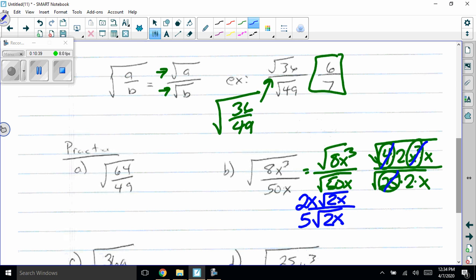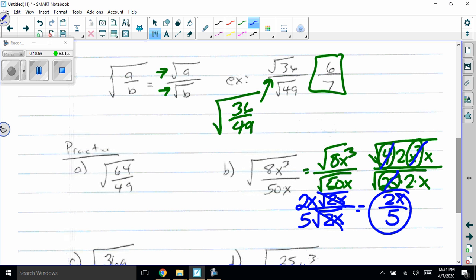This would be good, except just like a fraction, if you take a look at it, there is a common factor in both the top and the bottom, the radical 2x, that I can cancel. You are allowed to do that. And you are left with 2x over 5 as your final answer for that.